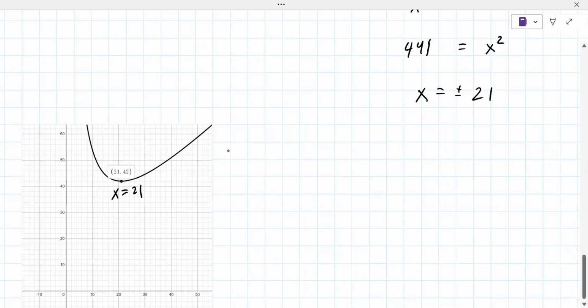Like you don't have to use calculus, or if you get stuck on a test and you can't figure out the answer, you can do that.